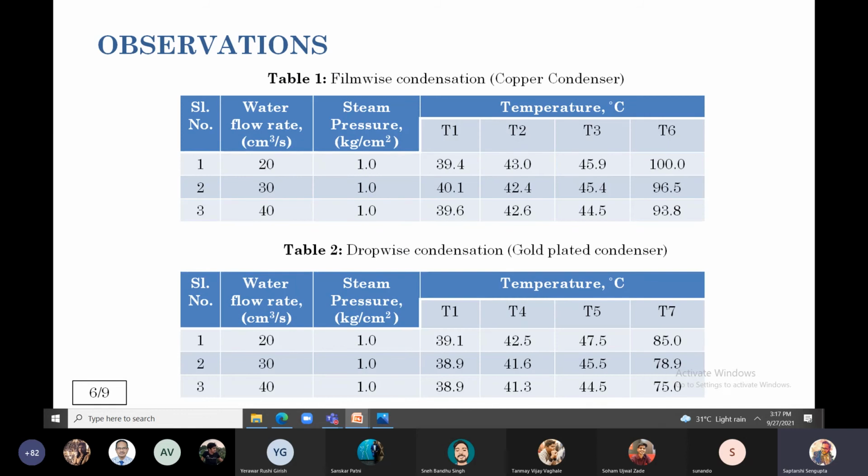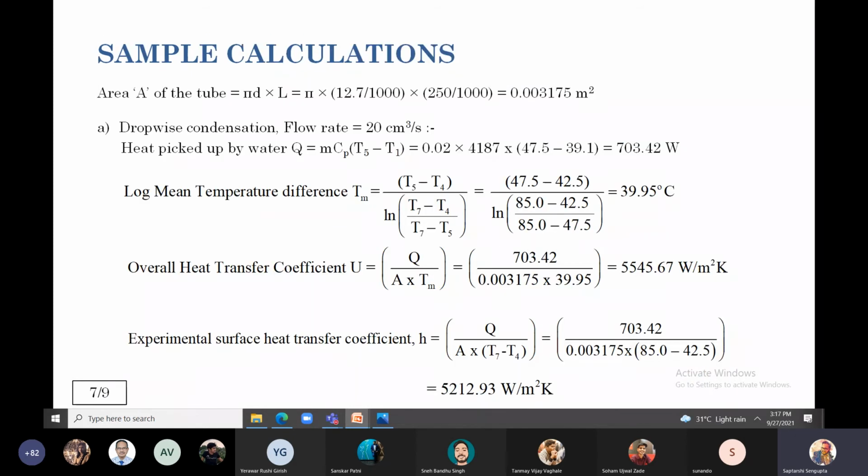These are some of the observations that we have obtained by actually conducting the experiment. We have noted temperatures for 3 different flow rates, that is 20 cc per second, 30 cc per second, and 40 cc per second. And the steam pressure has been maintained at 1 kg per centimeter square. The experiment has been repeated for both film-wise condensation and drop-wise condensation regimes. Now, using these observations, let us get into some sample calculations. Let us take the observation for a flow rate of 20 cc per second.